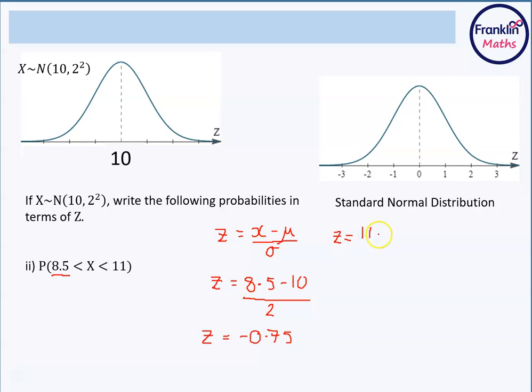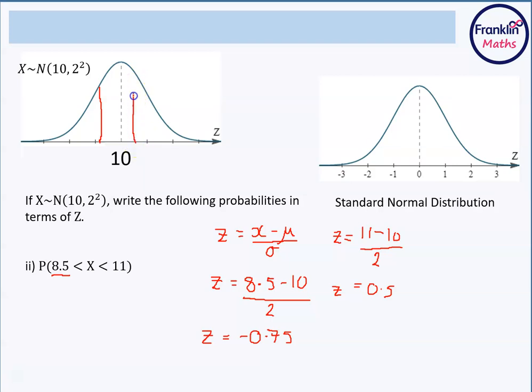So 11 minus 10 over 2. So my Z value for my upper is going to be 1 over 2, which is 0.5. Okay, let's just have a look at the graph here. So what we're saying is, if I've got 8.5 here, which is around here, and 11, oh, that was 12, so that's 11.